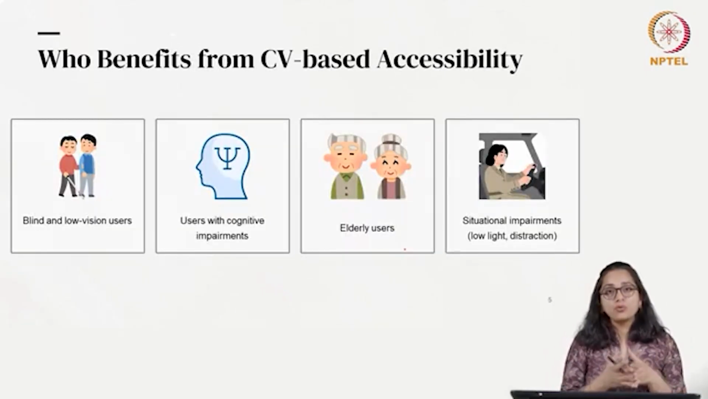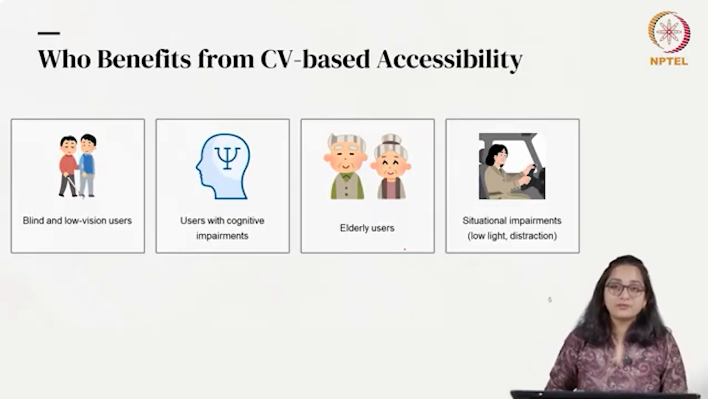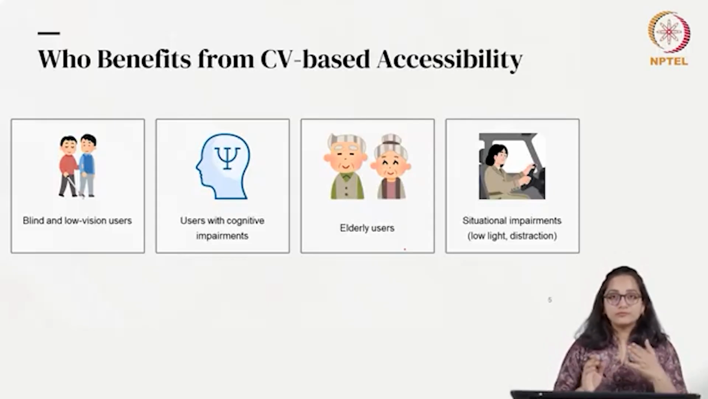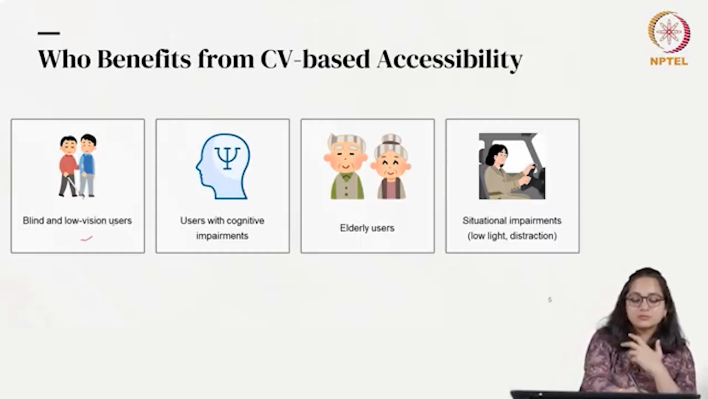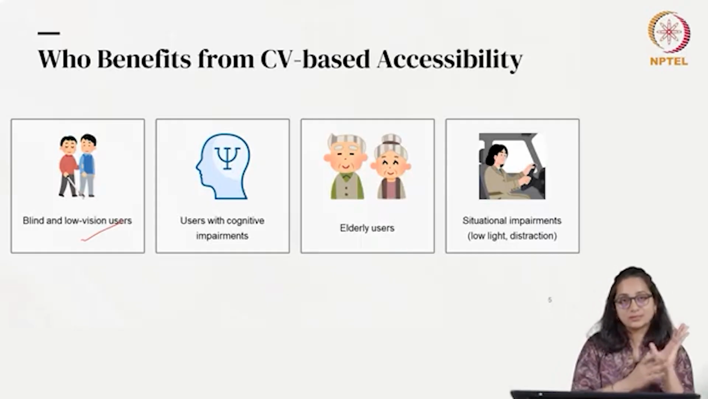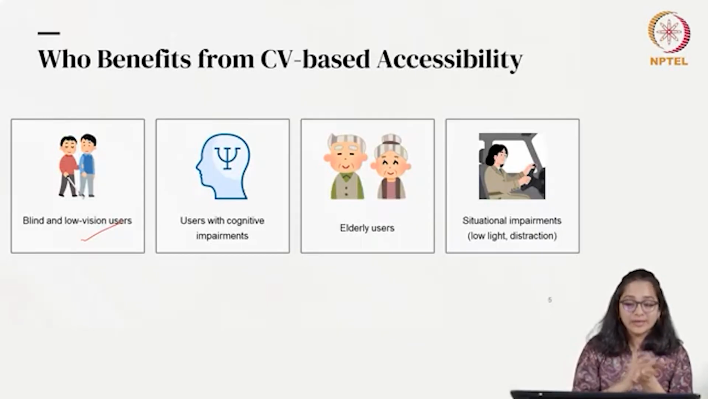So who are the different users who can benefit from computer vision based accessible applications, right? So one, which is quite obvious since it's augmenting the visual perception aspect, is users who have blindness or low vision. Then it can also help individuals with cognitive impairment.